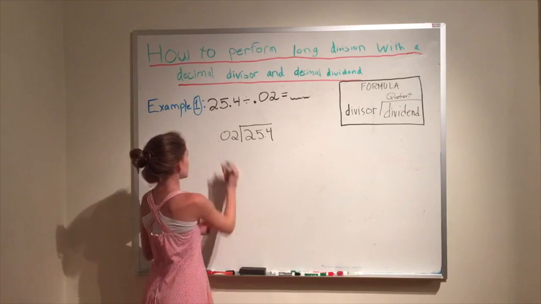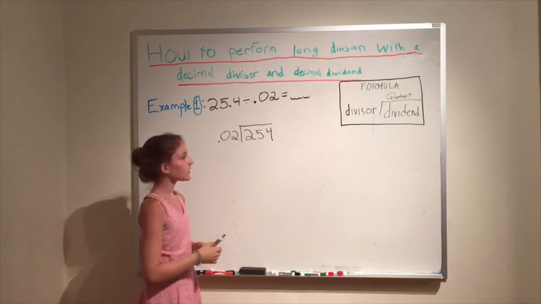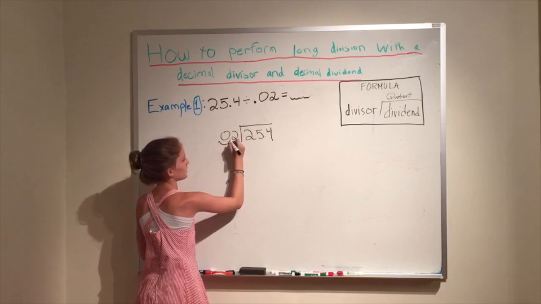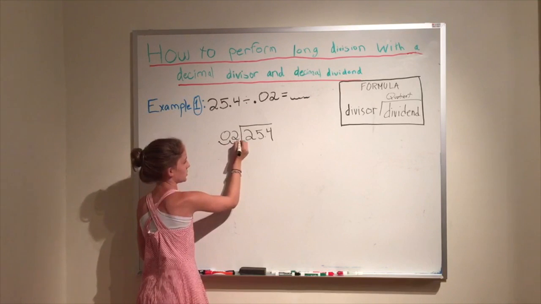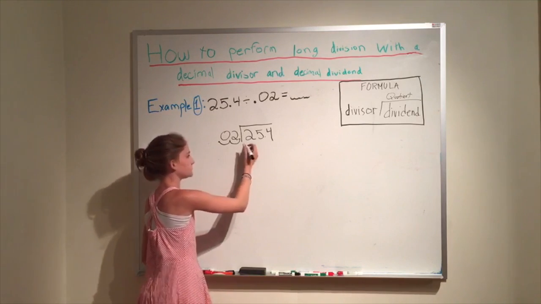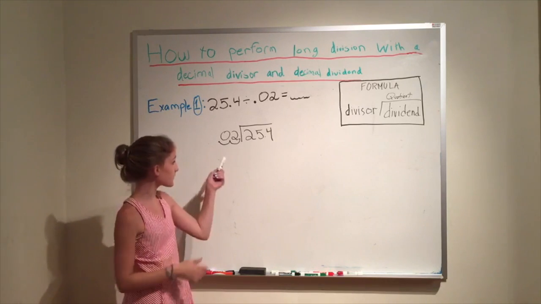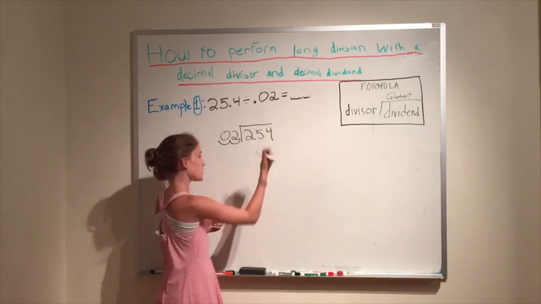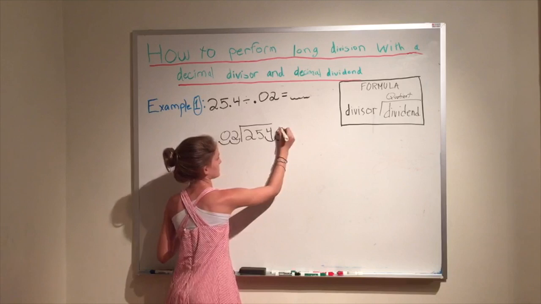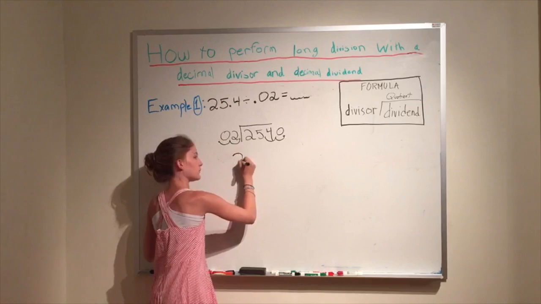Okay. So now what we have to do is take the decimal out of the divisor and make the divisor a whole number. To do that, we have to move the decimal point twice. 1, 2. Making the divisor 2. Now, the decimal point in the dividend will be moved the same amount of times as it was moved in the divisor. So, 1, 2. Making the dividend 2,540.